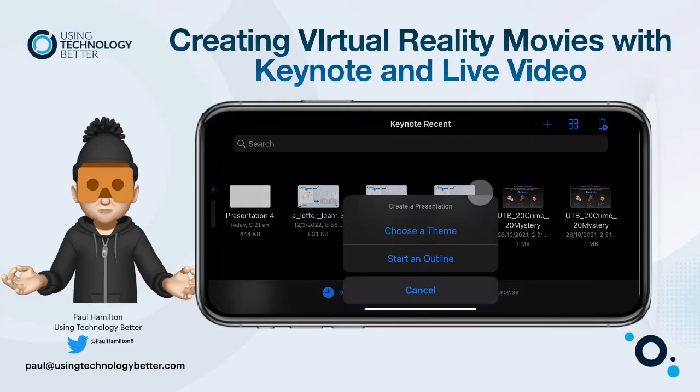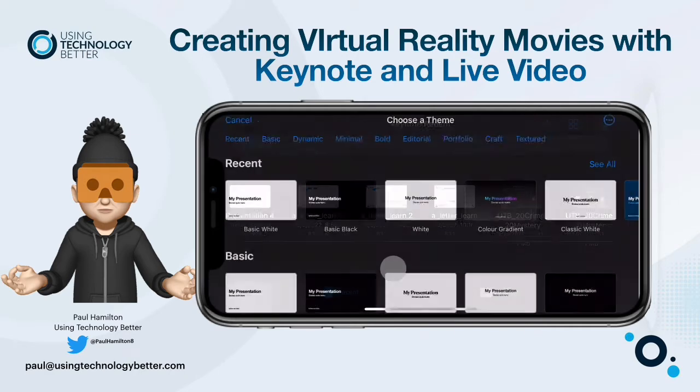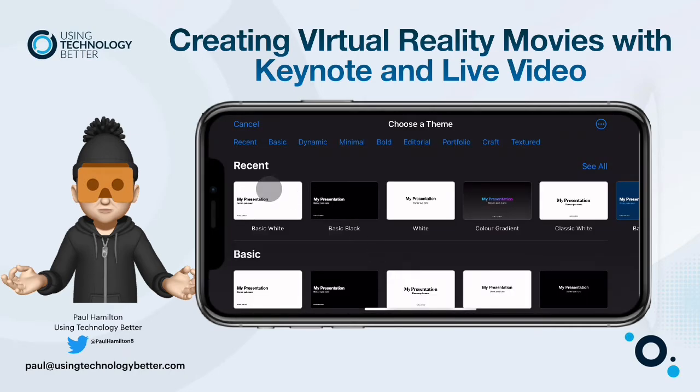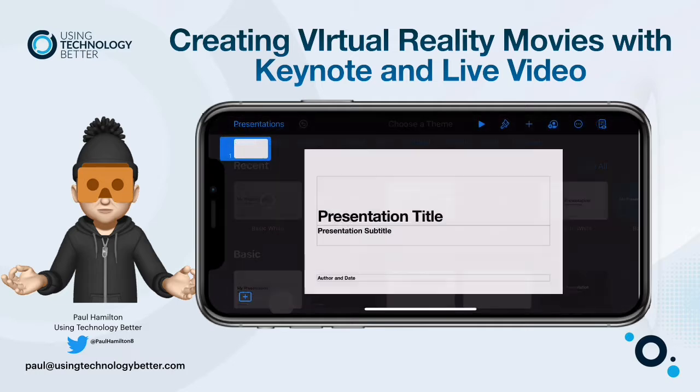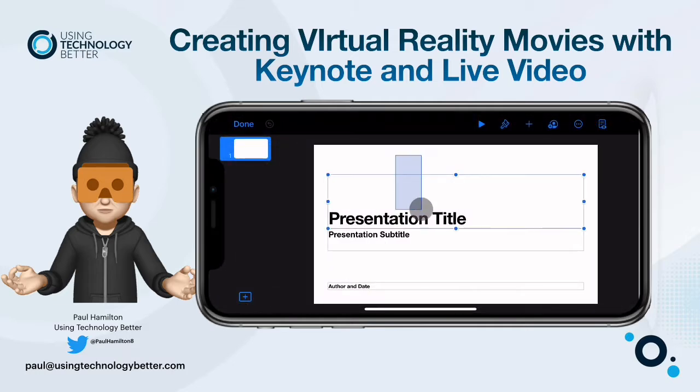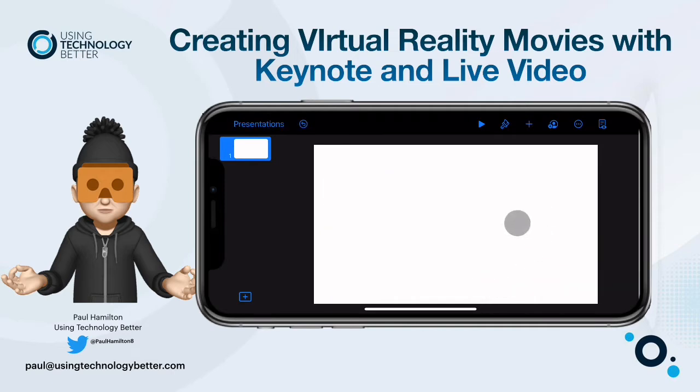I'm going to create a new presentation and choose a theme. I'll go with a blank template and get rid of those text fields by dragging my finger down, highlighting, selecting all, and cutting or deleting them. So what we're going to do here is bring in a live video.